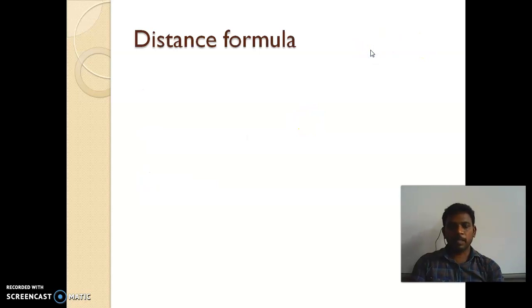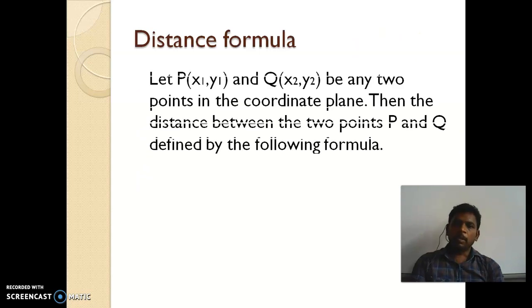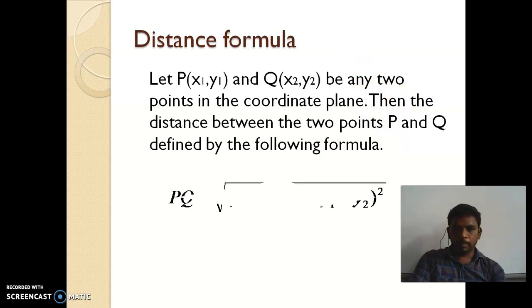So the first one, distance formula. Here let P of x1, y1 and Q of x2, y2 be any two points in the coordinate plane. The distance between the two points P and Q is defined by the following formula. In the x-axis and y-axis, suppose you take any one coordinate point in the xy plane and you take another point also on the same plane, how can you find the distance between the two points? The formula is available.